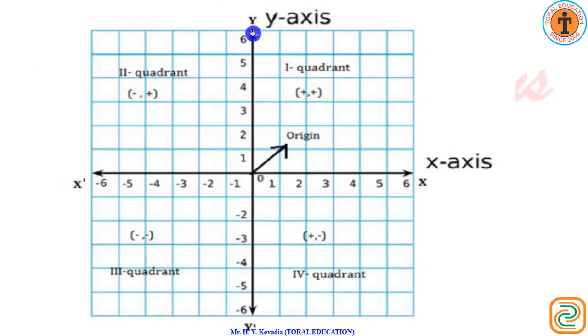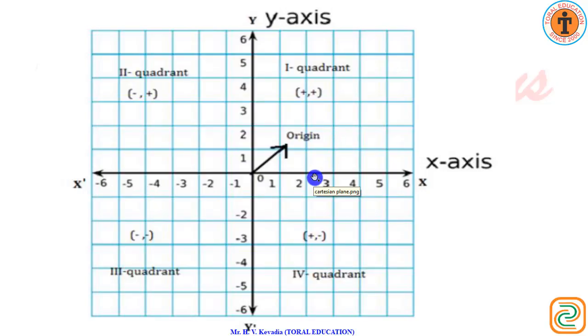Look at the figure. Here the vertical line is the y-axis and the horizontal line is the x-axis. On the right side we write x, on the left side we write x dash. On the upward side we write y and on the downward side we write y dash. The intersecting point is known as the origin. This is the origin and its coordinates are 0, 0, right? Starting from the first, this side is the first quadrant, this one is the second quadrant, this one is the third quadrant, and this one is the fourth quadrant.